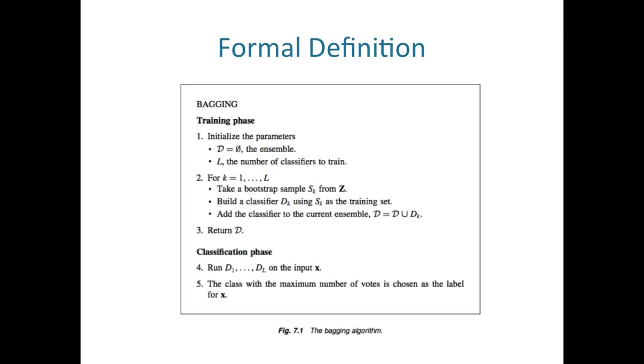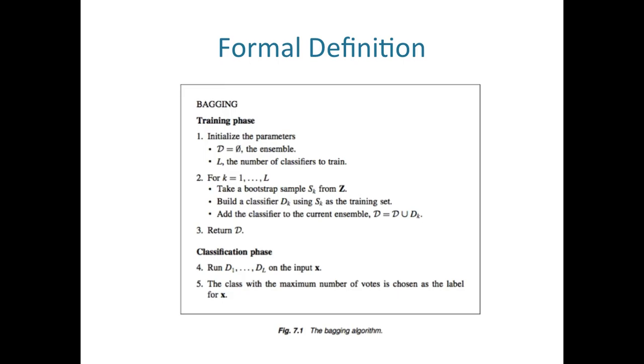The formal definition of bagging. If we look at the training phase and then the classification or testing phase, those are the two components. For the training phase, we have an ensemble D, the ensemble of classifiers. Originally, it doesn't have any classifiers. And L is the number of classifiers that we want to train. So we decide that we want to work with a given number of classifiers. Then we have an iteration loop such that for each classifier, we take a bootstrap sample from the original dataset C, and we build a classifier for that training dataset. Once we have that classifier for that bootstrap training dataset, we add it to the list of ensemble classifiers that we have, and our final classifier is going to be D.